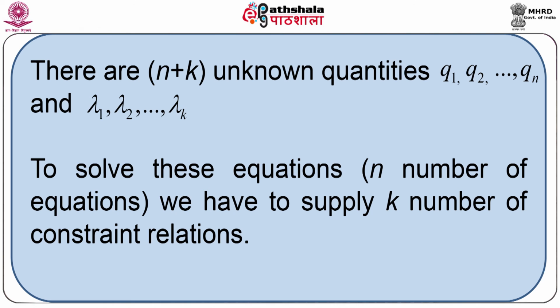To solve these equations, there are n number of equations. We have to supply k number of constraint relations. If one can supply this, only then we can get the unique solution. Lagrange's equation of motion of first kind is a very tedious procedure. So we need to obtain another equation of motion, which is Lagrange's equation of motion of second kind. This has been discussed in this module. Moreover, it has been extended for holonomic system.